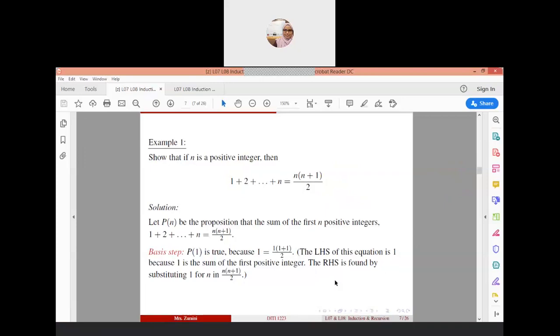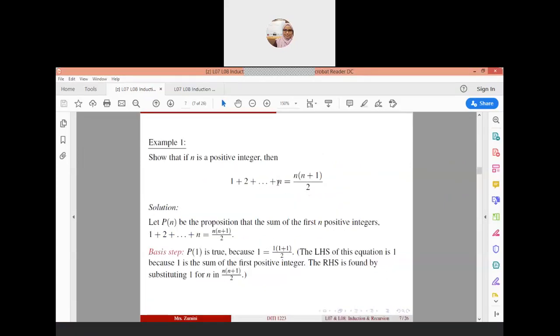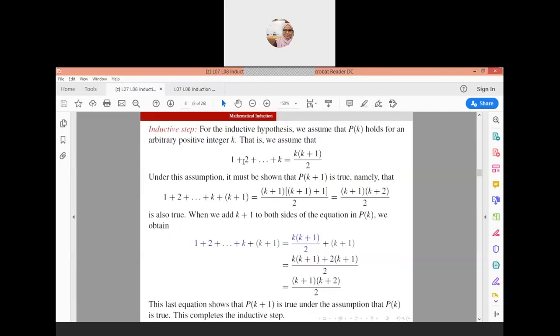Okay, next. For the inductive step, for P(k+1), first we have to change. Here we have 1 plus 2 plus dot dot dot plus n. So now we change n into k. So here we get 1 plus 2 plus dot dot dot plus k is equal to k(k+1)/2.